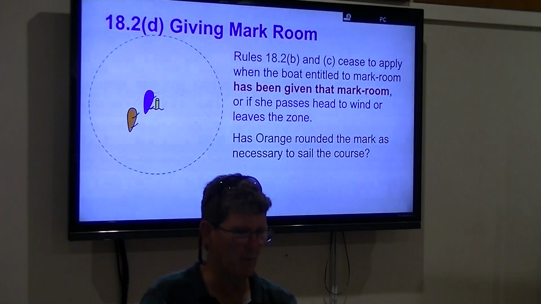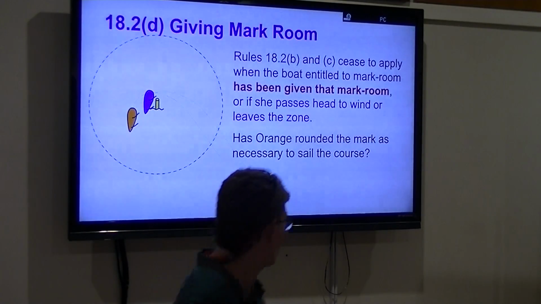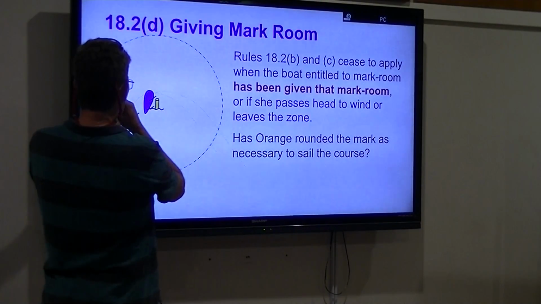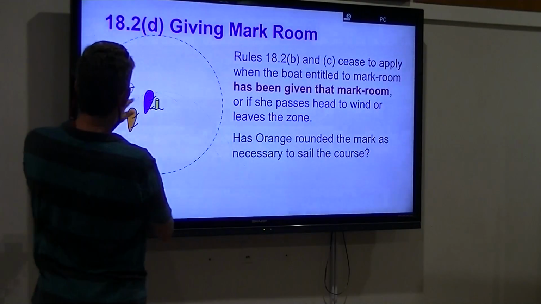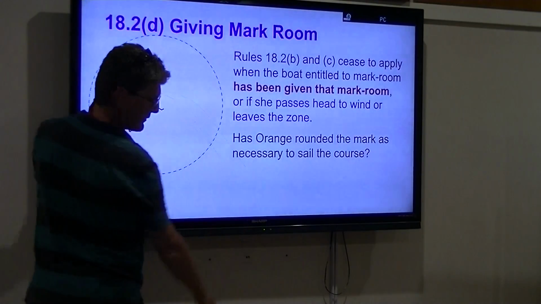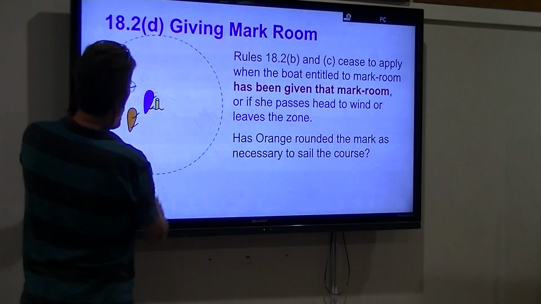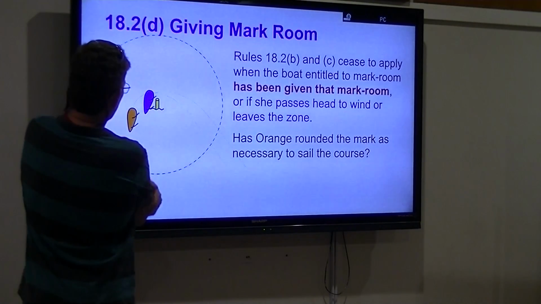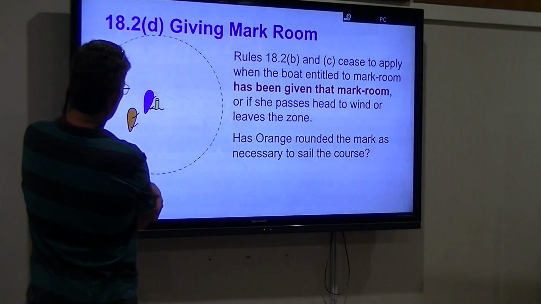So if it was a port rounding, in this case it was a port rounding, and it was an offset mark, it would be over here. And now your bottom mark is down here. Or if it's windward-leeward, it would be down here. But the question is, is your proper course now a jibe set to that bottom mark, or are you obliged to just bear away?